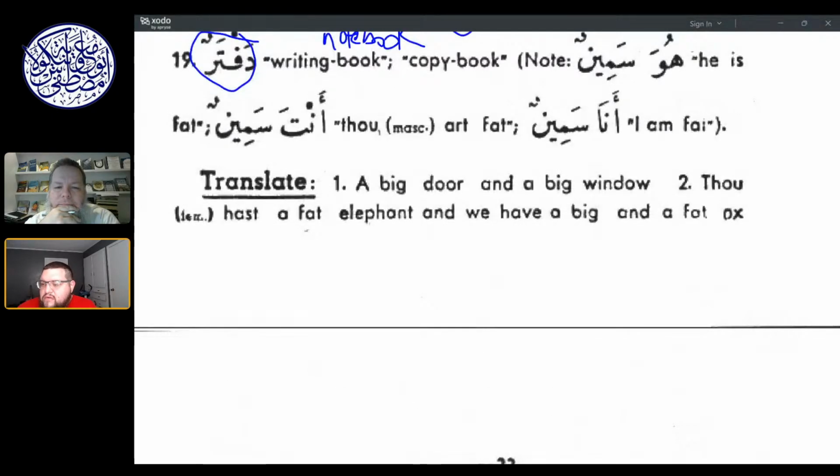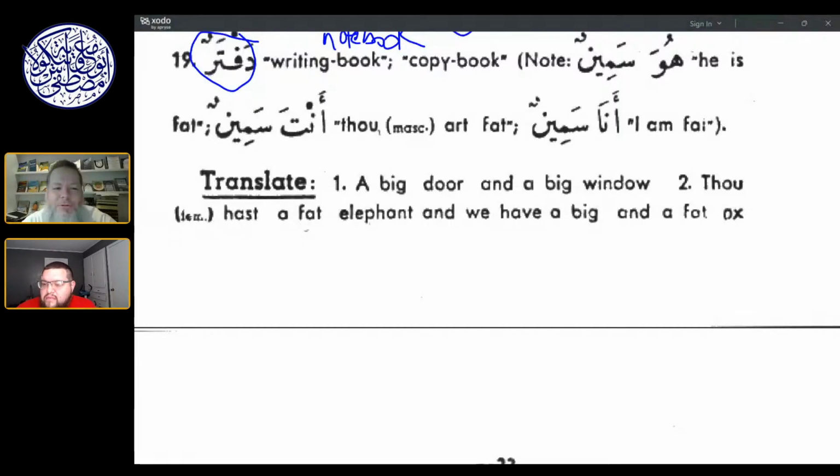Babun kabirun wa shubakun kabirun. The answer for number 1 is number 2 above. Yeah, the one we just read. No problem. Excellent. That's how it works.